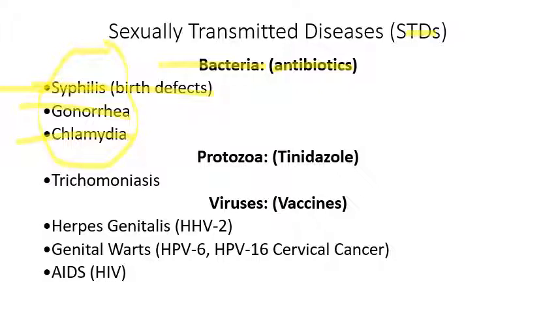Okay, but as I said, it's relatively easy to treat these diseases with antibiotics, because antibiotics are drugs that specifically kill bacteria. There is one sexually transmitted disease that's caused by a protozoa. It's called trichomoniasis, which is caused by a protozoa called Trichomonas vaginalis. It can be treated by a drug called tinidazole. And now we get into the viral sexually transmitted diseases. Viruses can only be prevented by vaccines.